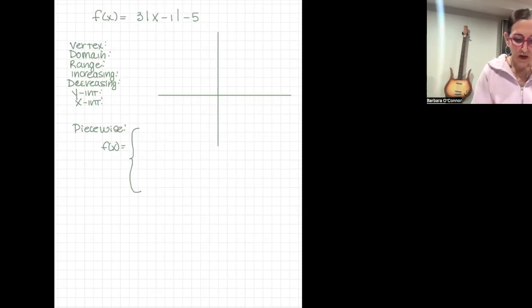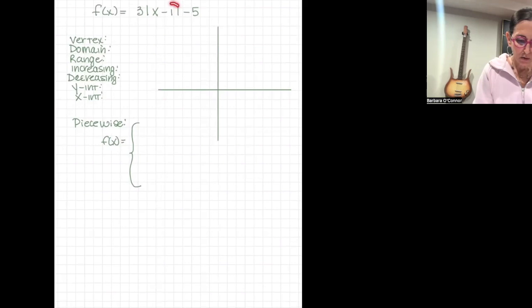The first thing I'm going to do is find my vertex. The vertex is always the opposite of what's in the absolute value bars as the x coordinate, comma, whatever's on the outside. So my vertex will be (1, -5). And then I'm going to use the coefficient on the outside as my slope. So I'm going to go up 3, right 1, and up 3, left 1. And then I can connect the dots, and boom, I have a graph.